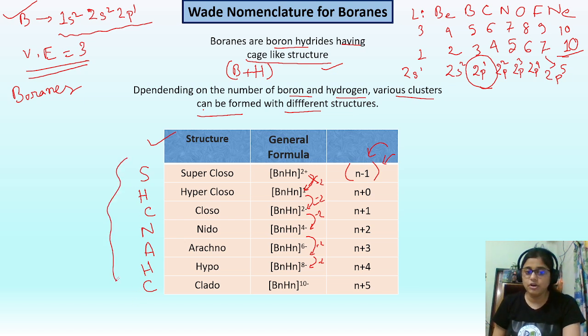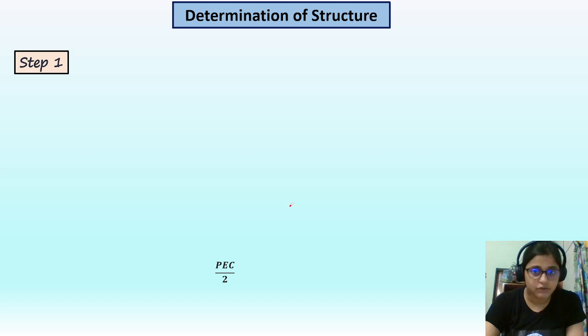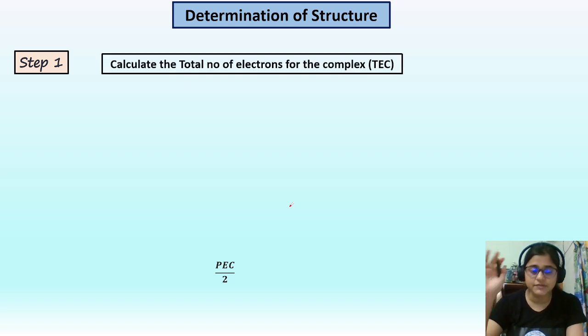Okay, this is a short trick actually, and the general formula you have to remember. Fine. You can remember it like in a series, how the charges actually change. BNHN is constant, right? So let's talk about now how we can calculate or determine the structure.